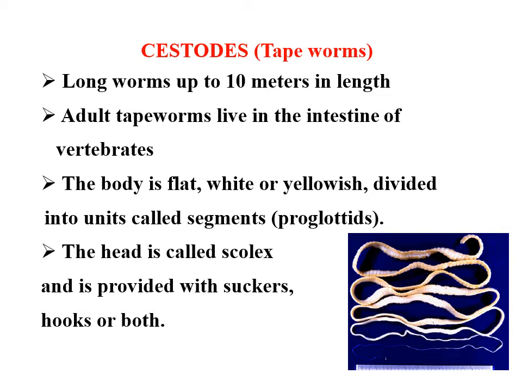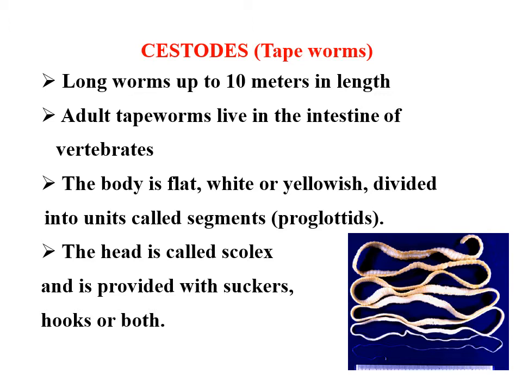All adult tapeworms are found in the intestine of vertebrates, while the larval stages could be found in many invertebrates as well as in the vertebrates. In general, the body is flat, white or somewhat yellowish, and is divided into units called segments or proglottids.